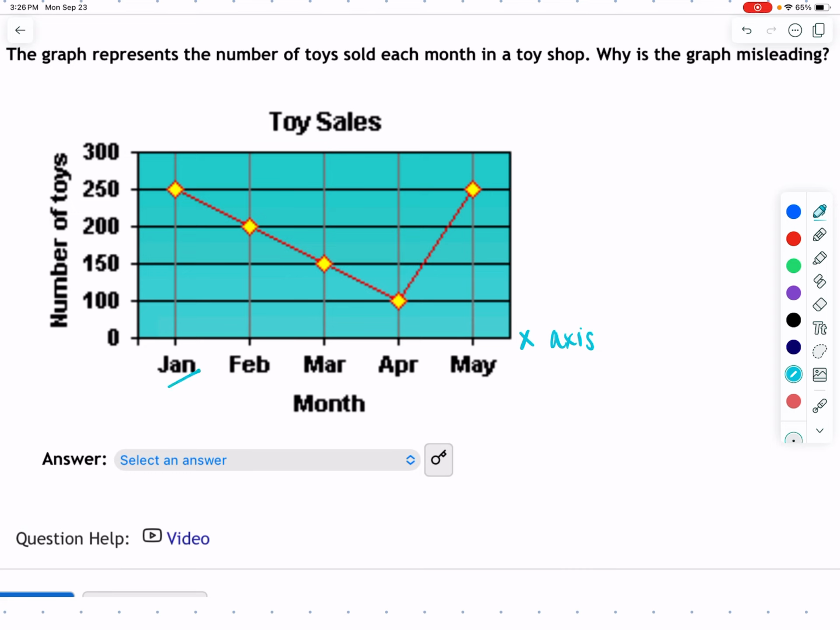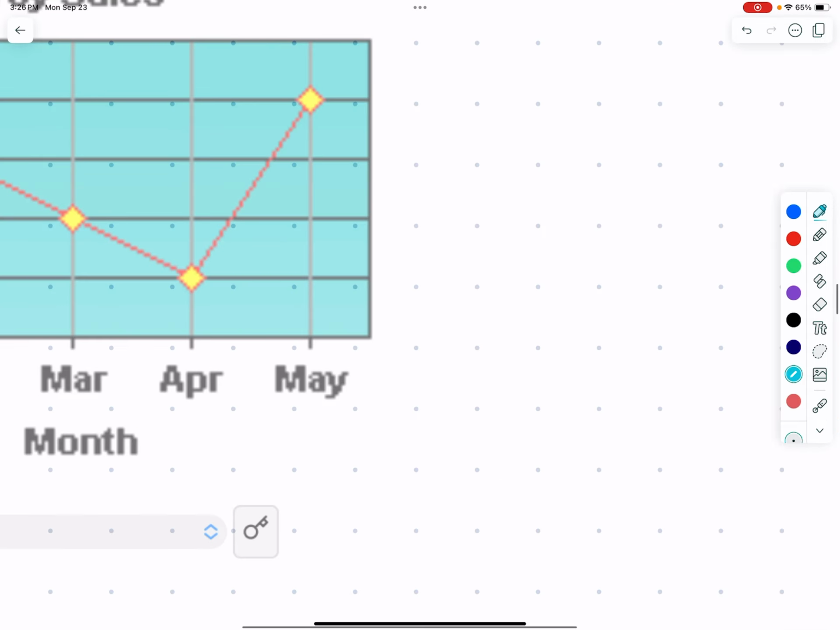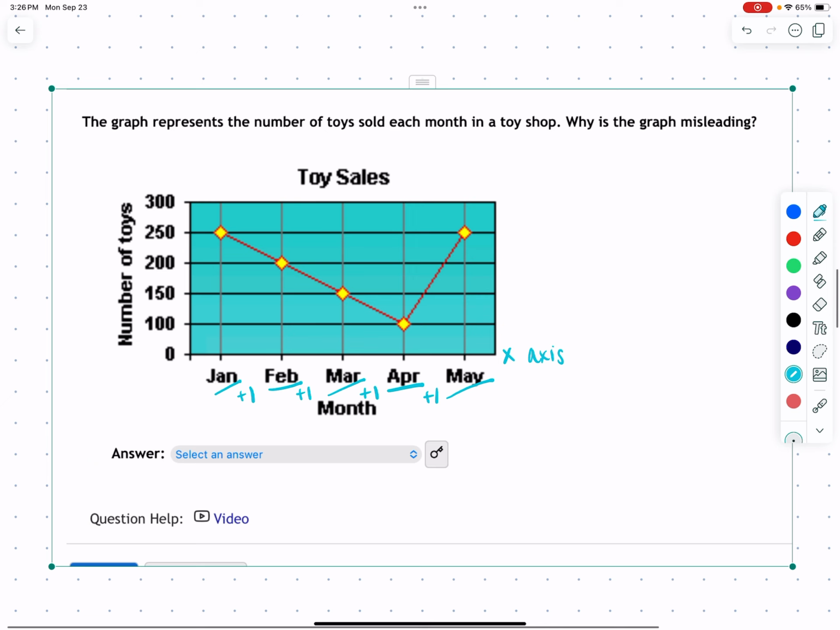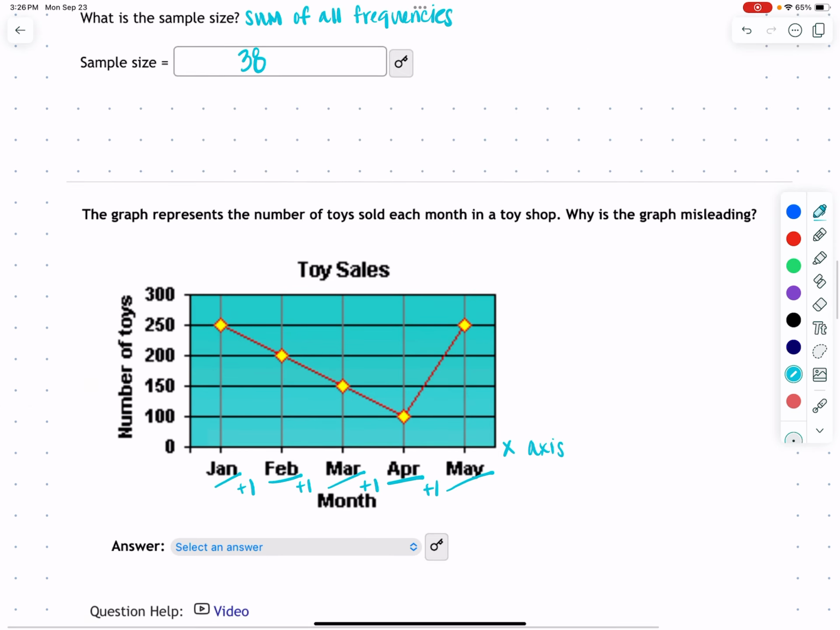We start with January. Plus 1 would be February. And then March, April, and May. So it looks like I'm adding 1 month every single time. So my x-axis is consistent in the labeling. So that shouldn't throw anybody off.